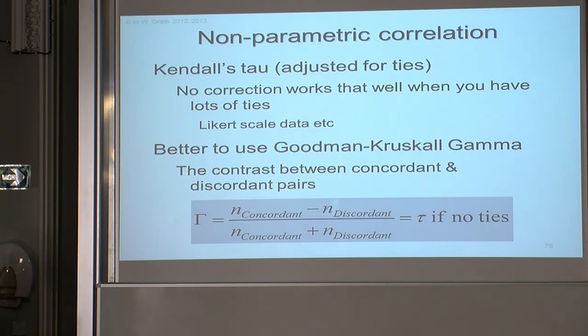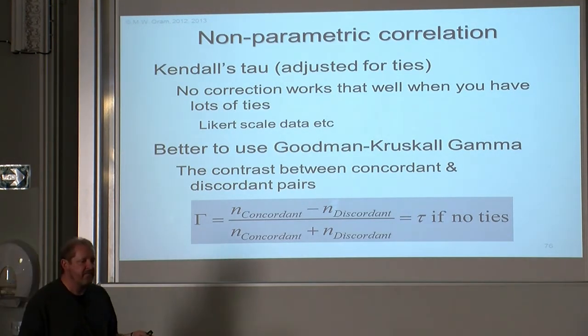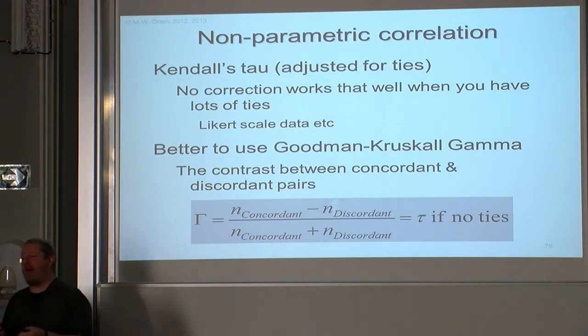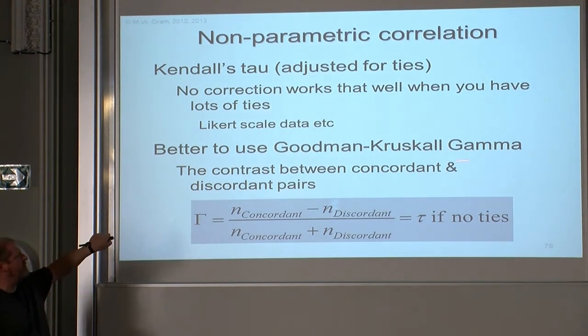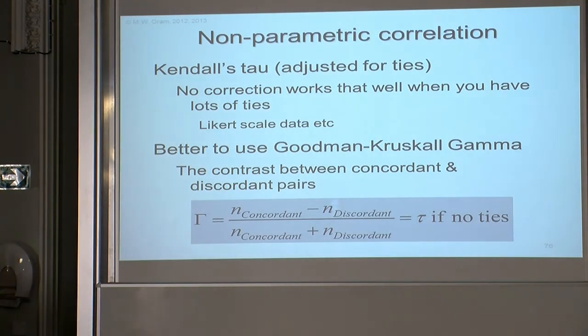Okay, so if you've got data that you've measured on a continuous scale, but it's not normally distributed, it's very skewed, use Spearman's. If you've got data where there aren't that many ties, that many values where they're the same in both conditions, then use Kendall's tau. If you've got lots of ties, use the Goodman-Kruskal gamma. Okay, the corrections for Kendall's tau for the number of ties don't quite work as the number of ties increases.